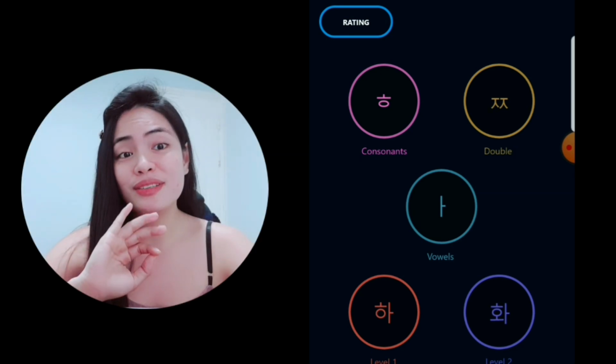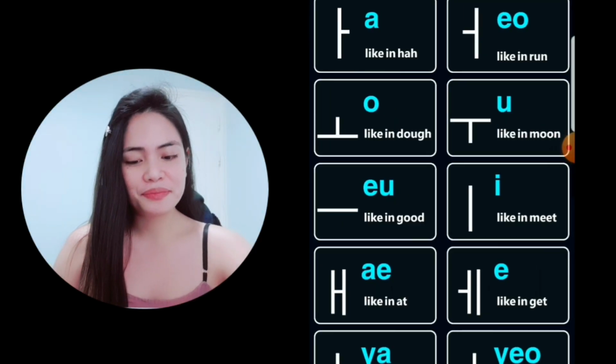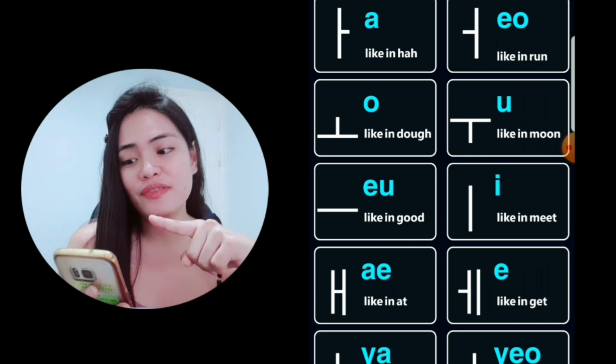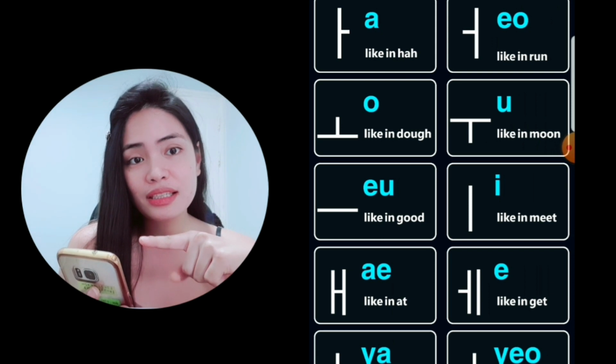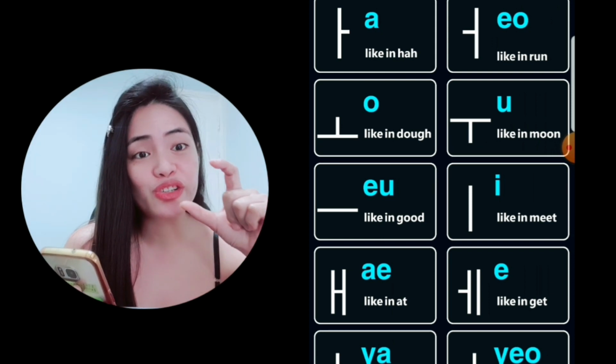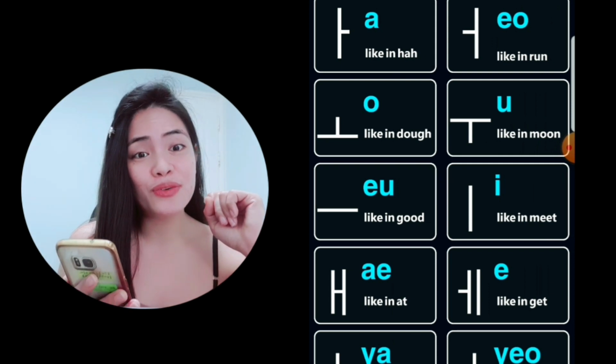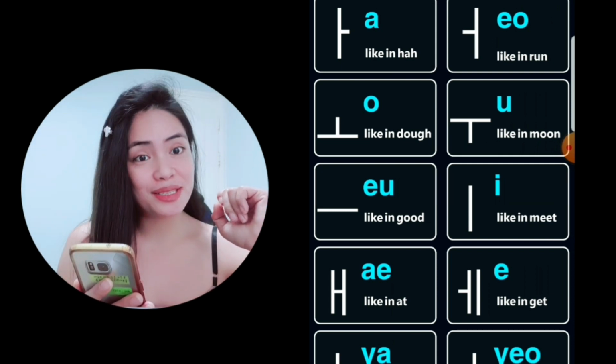Let's try to study the vowels first. What's good in this application is they have the Hangul and the English letter. At the same time, you can also hear the pronunciation of the letters. So let's try.